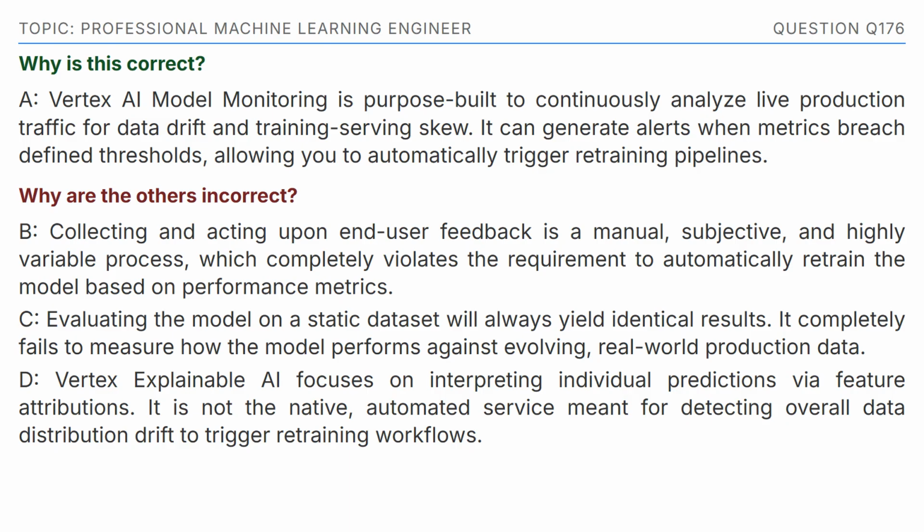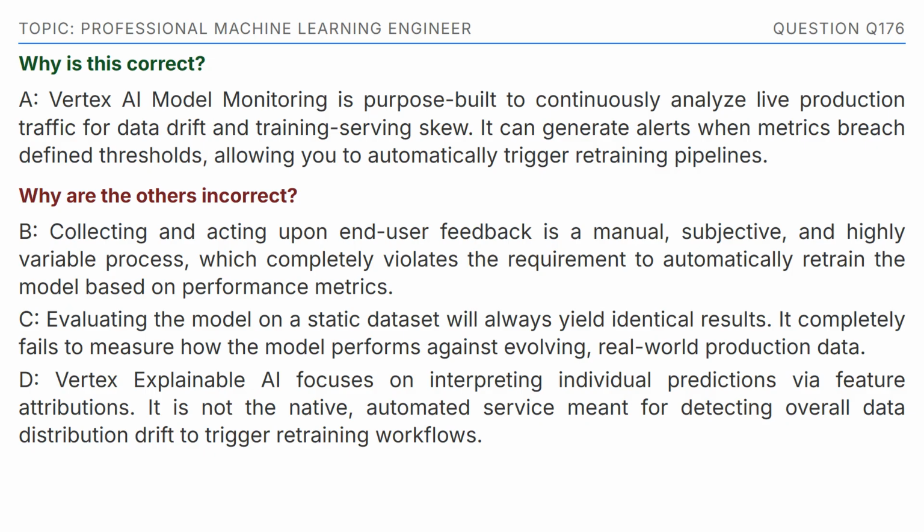Why are the others incorrect? B. Collecting and acting upon end-user feedback is a manual, subjective, and highly variable process, which completely violates the requirement to automatically retrain the model based on performance metrics. C. Evaluating the model on a static dataset will always yield identical results. It completely fails to measure how the model performs against evolving, real-world production data.